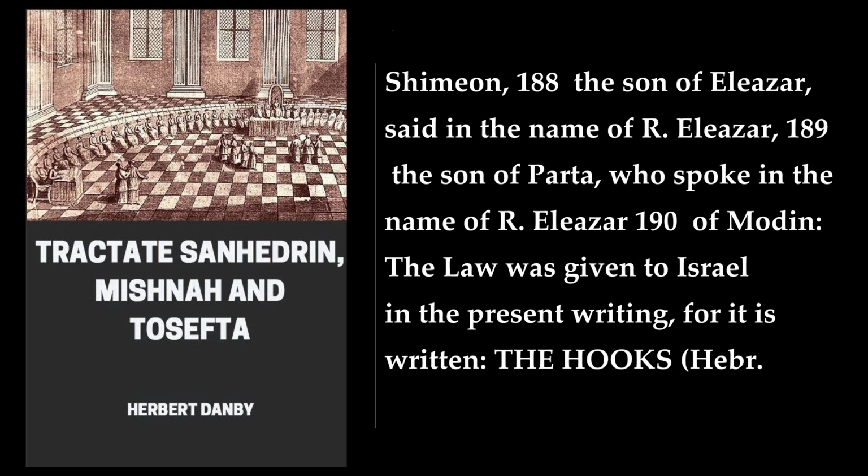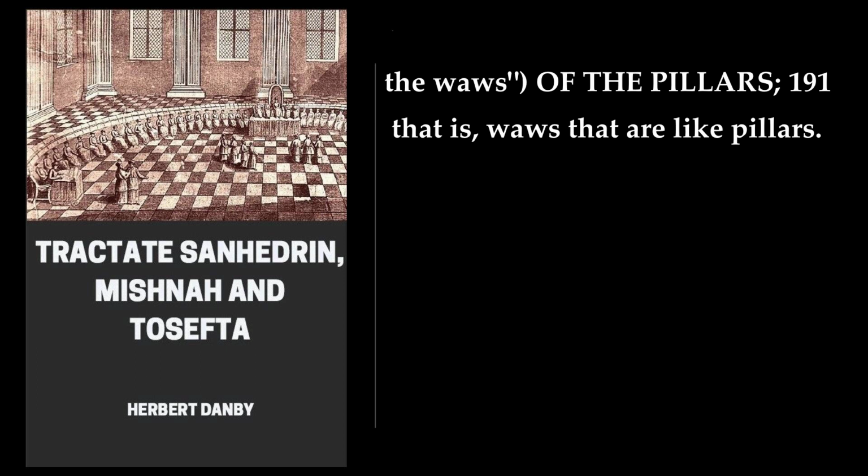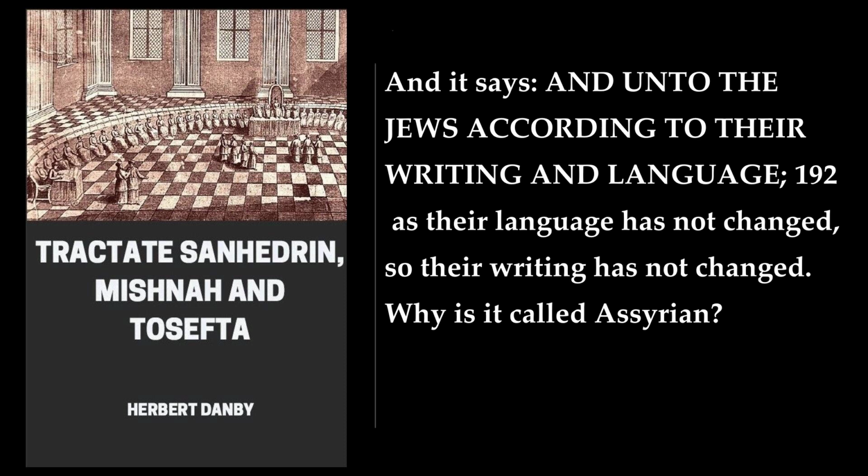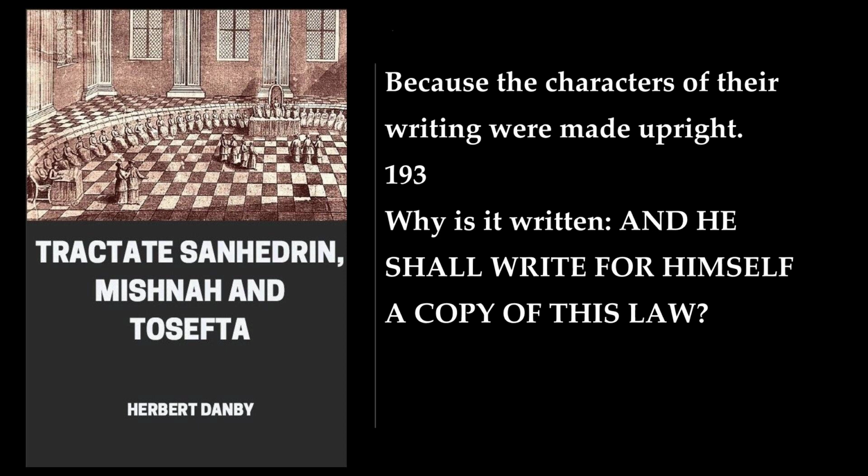8. R. Shimeon, 188. The son of Eleazar, said in the name of our Eleazar, 189. The son of Parda, who spoke in the name of our Eleazar, 190. Of Modin, the law was given to Israel in the present writing, for it is written, the hooks, Hebrew, the vavs, of the pillars, 191. That is, vavs that are like pillars. And it says, and unto the Jews according to their writing and language, 192. As their language has not changed, so their writing has not changed. Why is it called Assyrian? Because the characters of their writing were made upright.